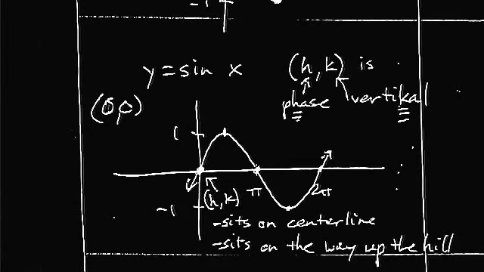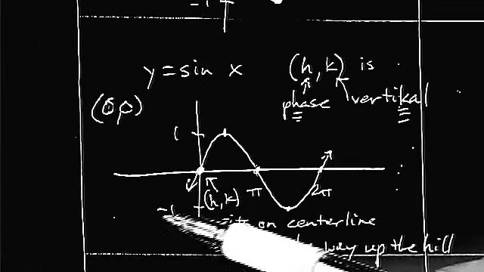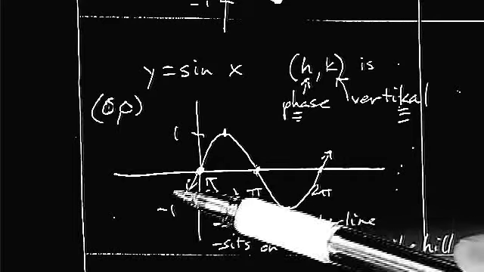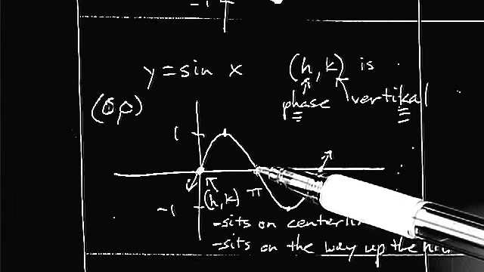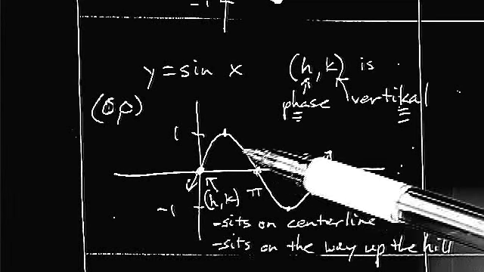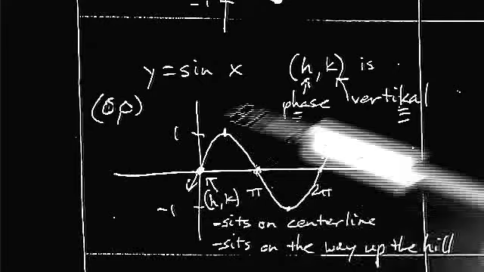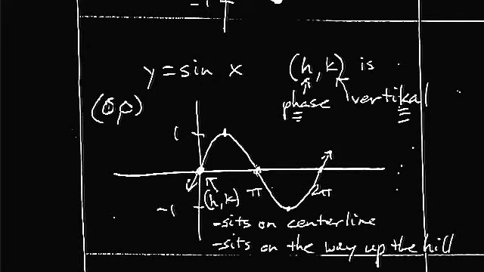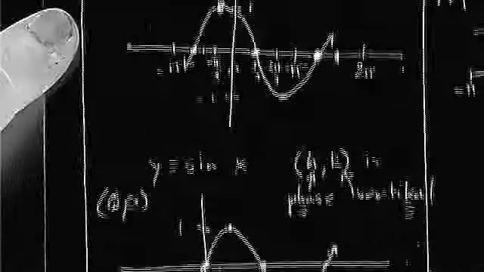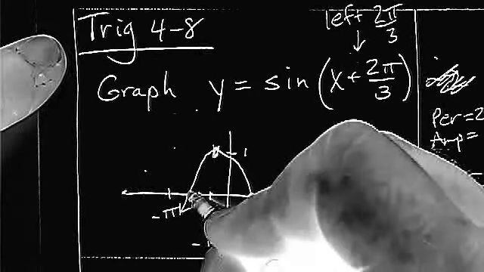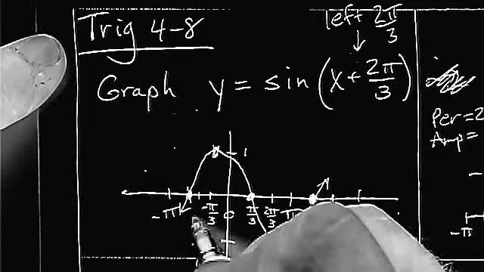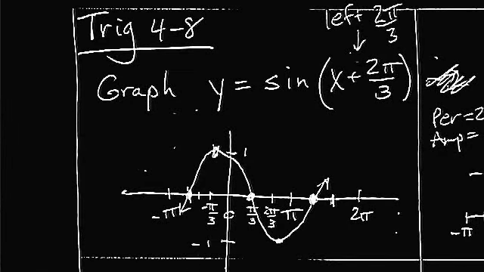Now you might want to say, well, what do you mean on the way up the hill? Well, imagine, kind of like a roller coaster. Okay? And you're moving from left to right. This point right here is also on the center line, but it's on the way down the hill. We want to be on the way up the hill. Okay? So, sits on the center line on the way up the hill. In this particular graph, we actually changed that, okay? Because we moved to the left to 2 pi over 3. So our HK moved over to here, all right? And then everything else we could graph from that particular moment.